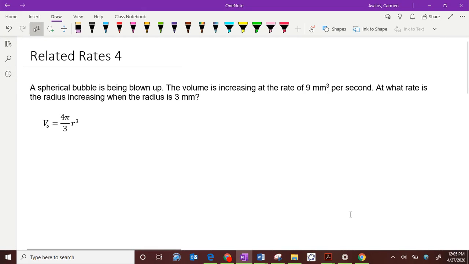Okay, so we're continuing with related rates. Here are a little bit different problems, but still things that you could do. Some of the formulas you might not remember, so you might have to look them up, but that's okay.